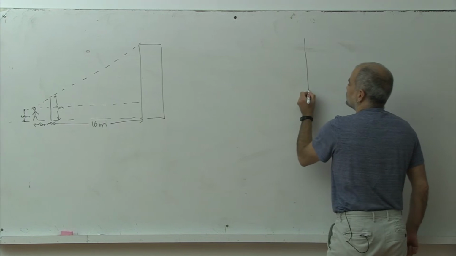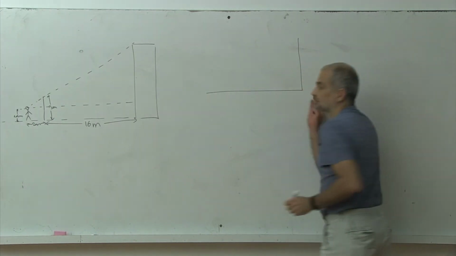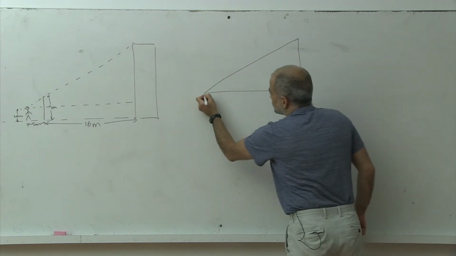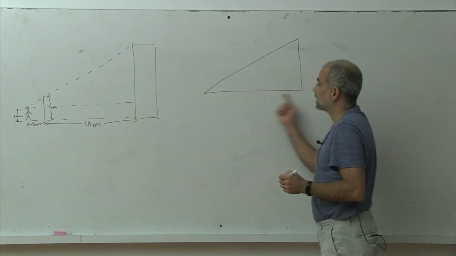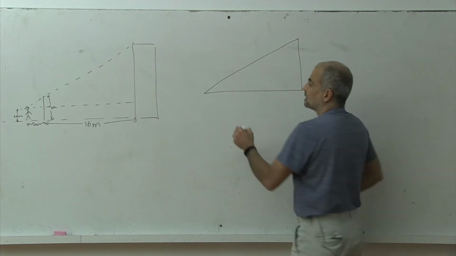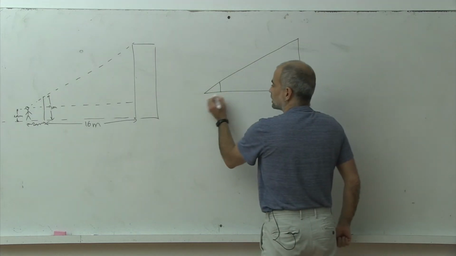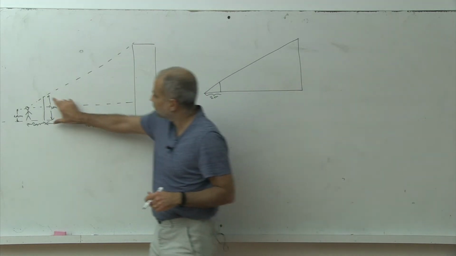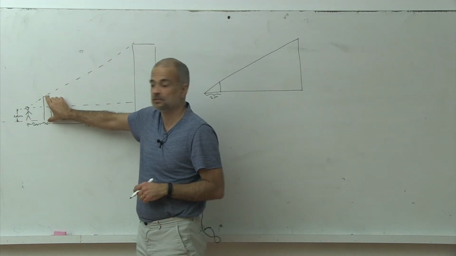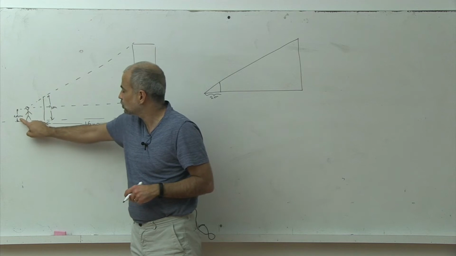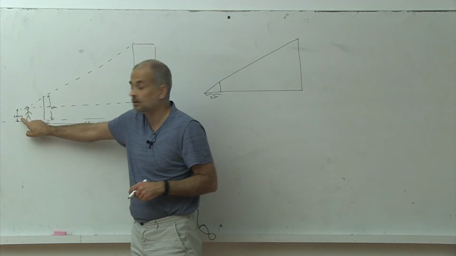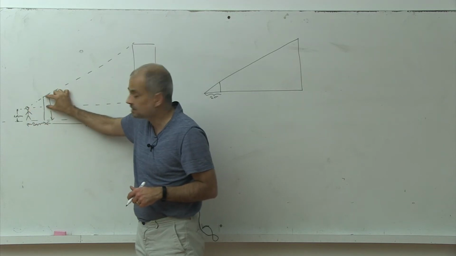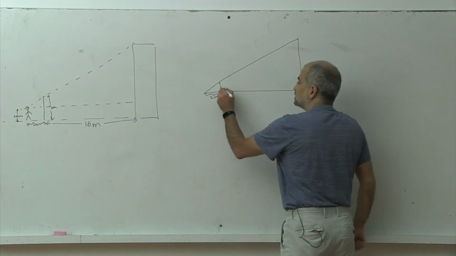This is our building. This is our line of sight. This is the line of sight. This is the height of our eyes from the ground. We know that at a distance of 2 meters, the pole is 3 meters, your eyes are 1.5 meters from the ground. So this height is just 1.5 meters.